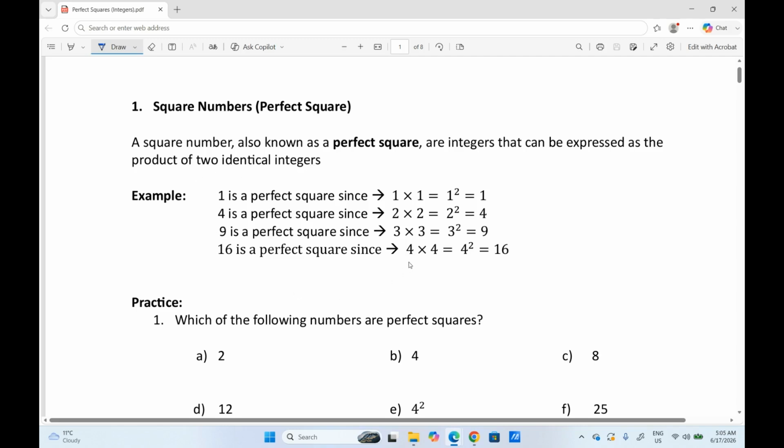What that means is if I took 4, which is an integer, and I multiplied it by itself, I get 16, which is also an integer. That means that 16 is going to be a perfect square.